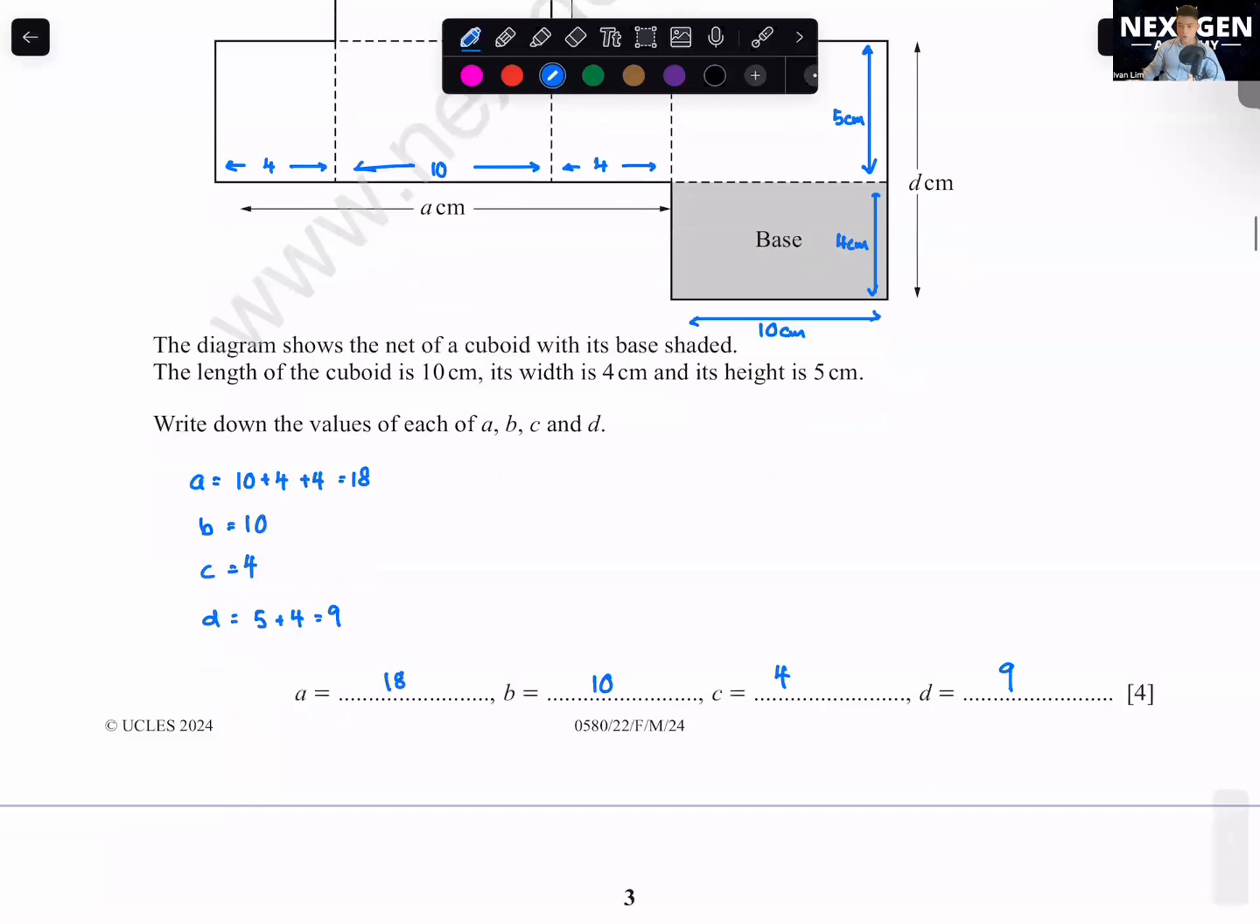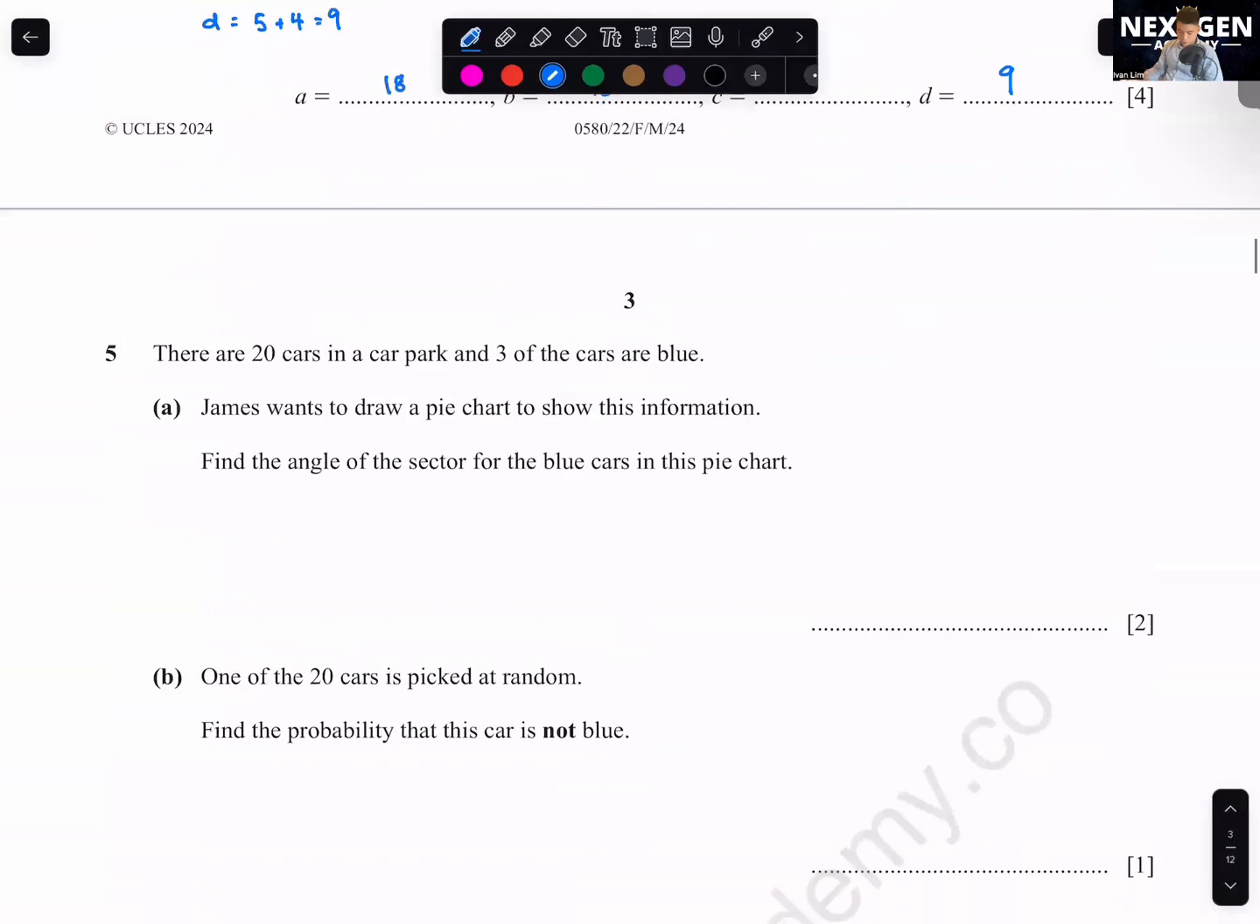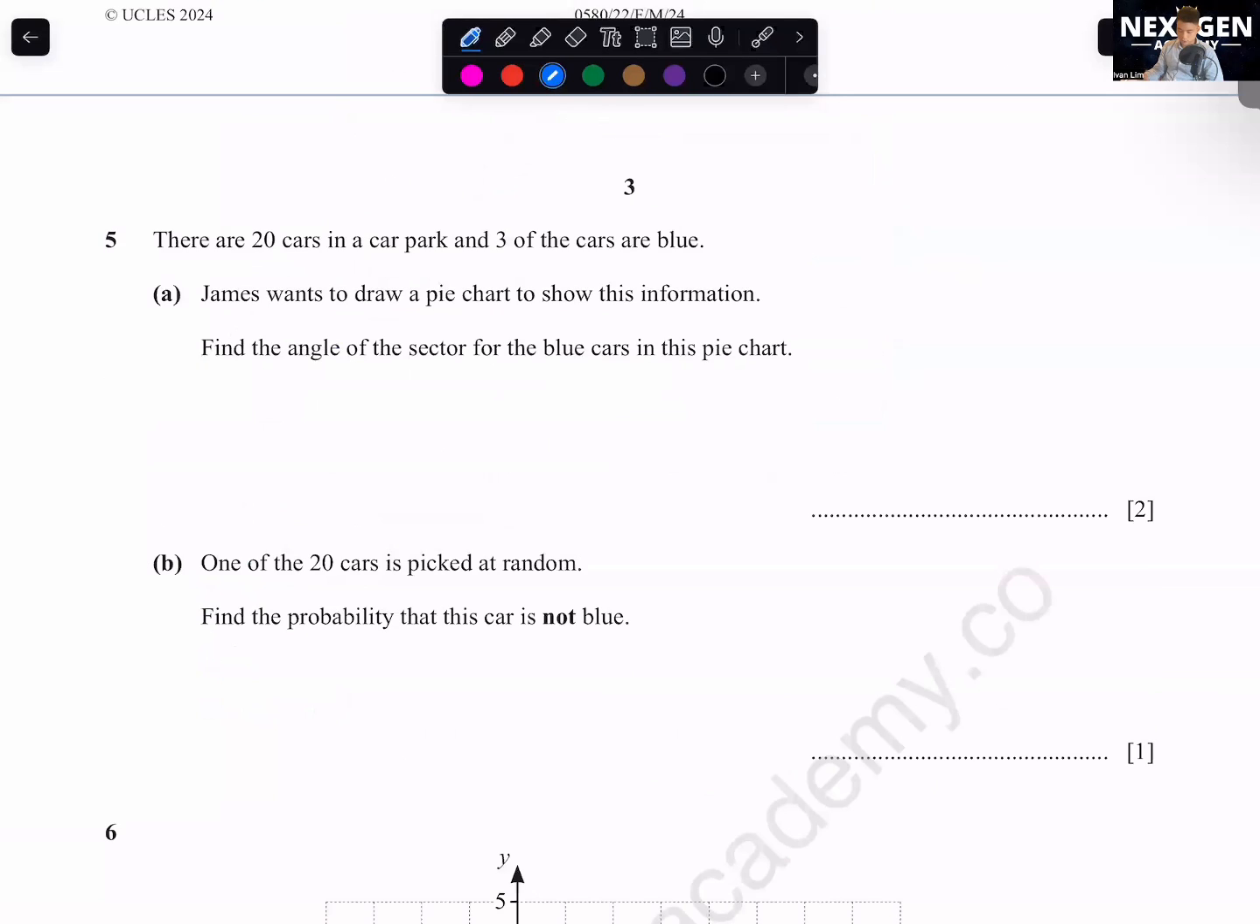Okay, let's go to question 5. There are 20 cars in the car park and 3 of the cars are blue. James wants to draw a pie chart to show this information. Find the angle of the sector for the blue cars in this pie chart. Okay, pie chart, the formula is just theta over, in this case the ratio, times 360 degrees. So 3 over 20 times 360 degrees.